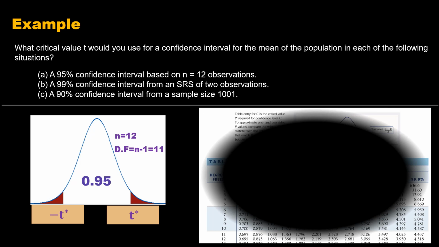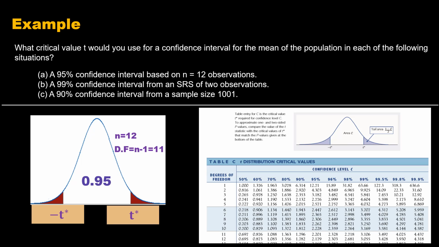Now go to the T table. You see the T table and go to the confidence level, which is 0.95. So you see 0.95 here. Then go to the degrees of freedom, which is 11. Then you see the number at the intersection, it is 2.201. Therefore, T star equals 2.201.